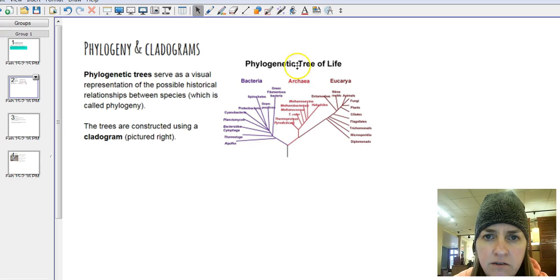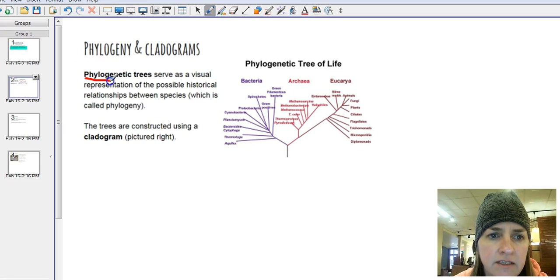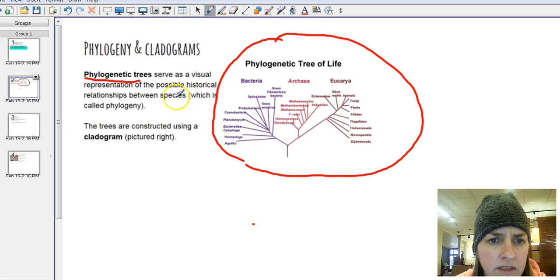The first thing I'd like to do is talk to you about what phylogeny is and what cladograms are. Phylogeny is when scientists look at the evolutionary relationships that exist between species, and they usually represent them in something they call a phylogenetic tree. The actual tree is what we call a cladogram. It attempts to answer the questions of the relatedness or relationships we have between species. The trees are constructed using a cladogram, which is pictured here.